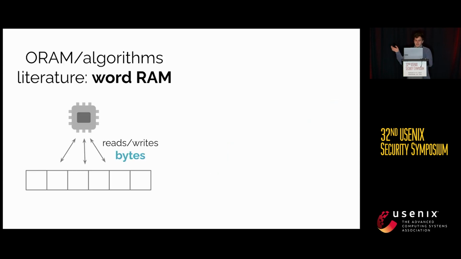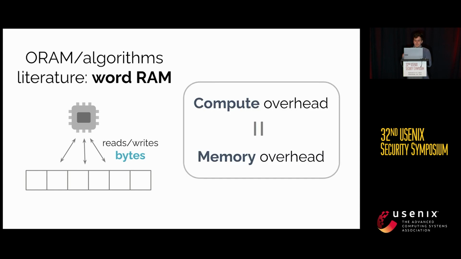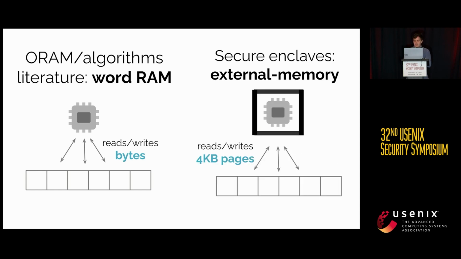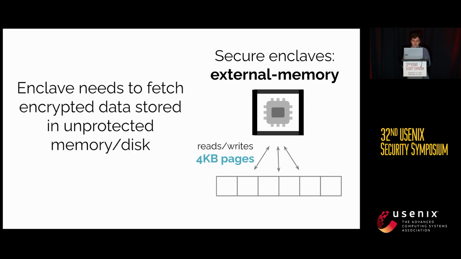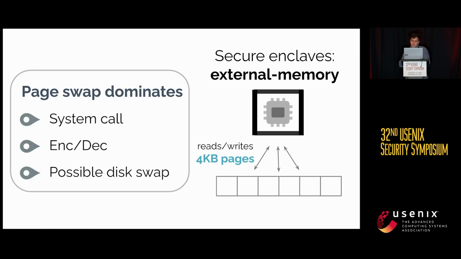In typical algorithm or ORAM literature, we take the word RAM model, where we assume that we read and write bytes, and that the compute overhead is similar to the memory overhead. But when we get to this model of secure enclaves, we found out, based on those micro benchmarks, that it would be more suitable to use the external memory model, where we read and write things as pages, and we see the memory inside of the enclave as a large cache. Whenever we need to read and write pages, we have a large cost that comes from system calls, encryption, and possible disk swaps.